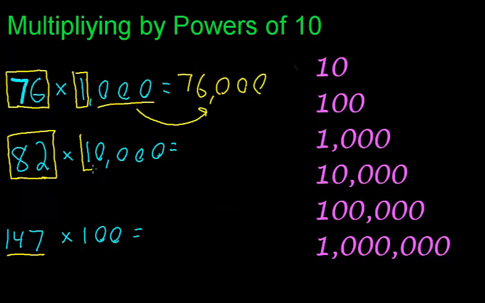82 times 1, ignore the zeros. 82 times 1, any number times 1 is itself, so 82. And then I'll add the 1, 2, 3, 4 zeros to the end. 820,000.